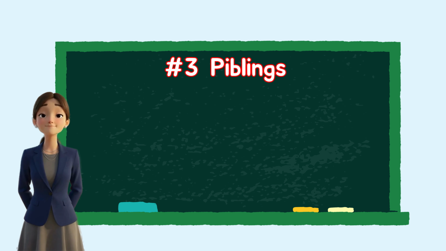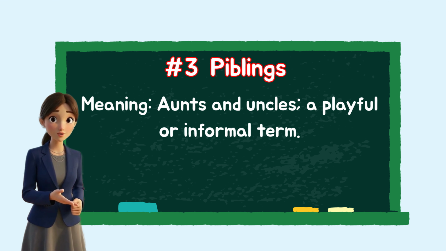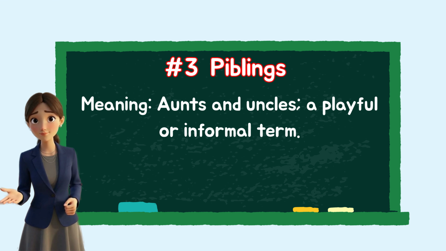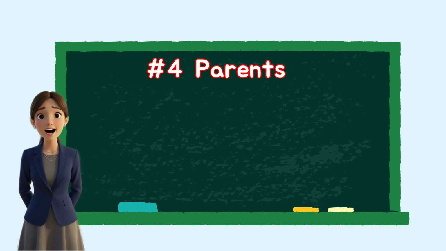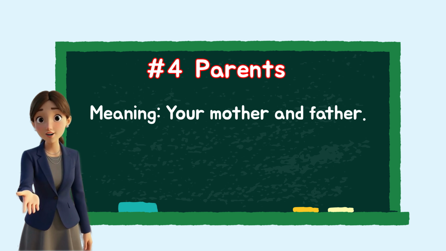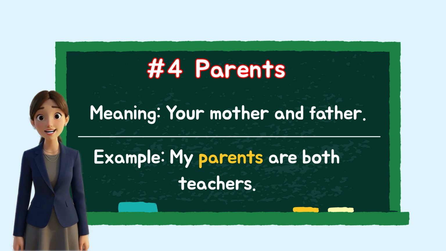Number 3, Piblings. It means aunts and uncles. It's a playful or informal term. Example, my Piblings came over for dinner. Number 4, parents. It means your mother and father. Example, my parents are both teachers.